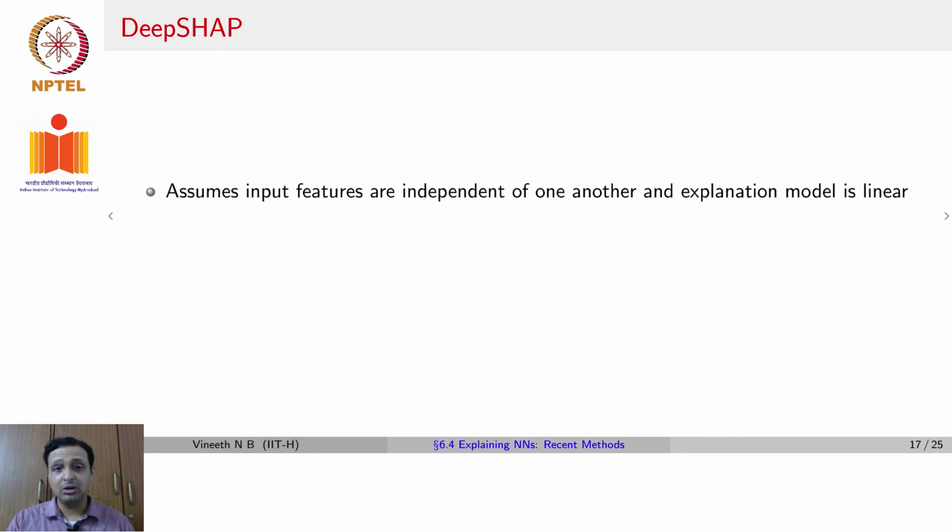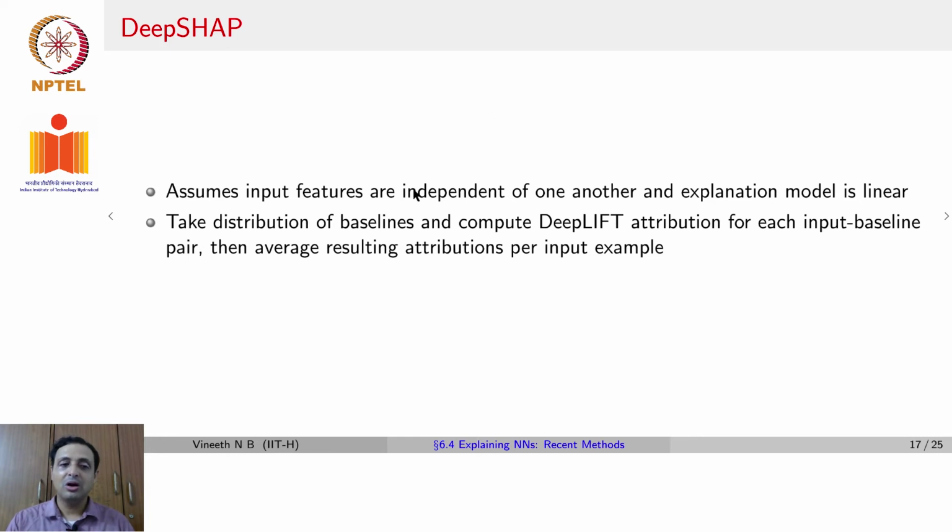There's an extension of SHAP called Deep SHAP, once again where the input features are assumed to be independent of one another and the explanation model is linear. But now the reason it's called Deep SHAP is it's a combination of SHAP and Deep Lift, and you take a distribution of baselines and compute the Deep Lift attribution for each input baseline pair, and then you average the resulting attributions per input example to define your V or value function.